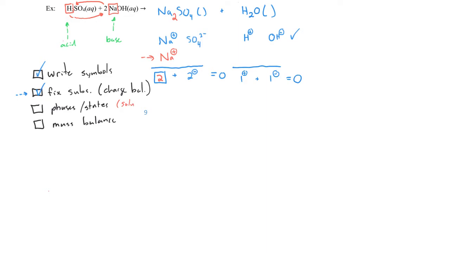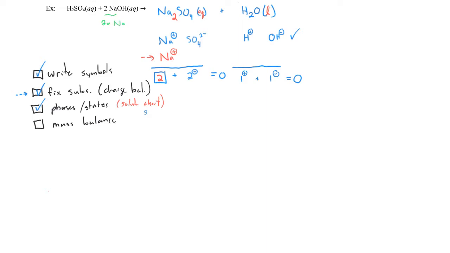So now we're going to do the phases. Now we're going to look at the solubility chart that's on Canvas. You can print that out. And we look at sulfate, and we find that sodium sulfate is soluble in water, and we know water is a liquid. Now I'm just going to erase a few of my notes over here so that we can see everything as we do the mass balancing.